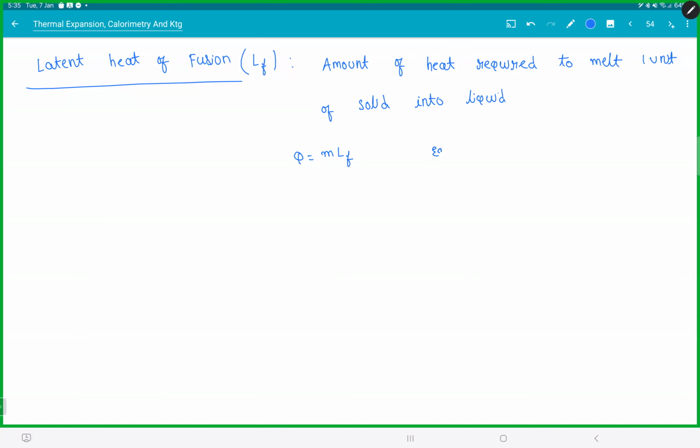Example, latent heat of fusion of ice, you should remember this, is 80 calorie per gram. That means if you want to melt 1 gram of ice, you need to give 80 calories of heat. So this is the formula which we use whenever there is a phase change. So when solid converts into liquid and liquid converts to gas and so on, these are the formulas which you will use instead of that m s delta T thing.